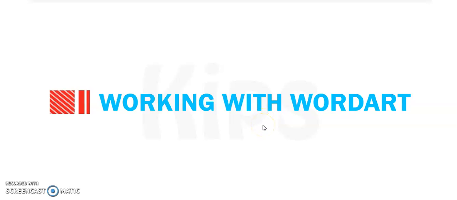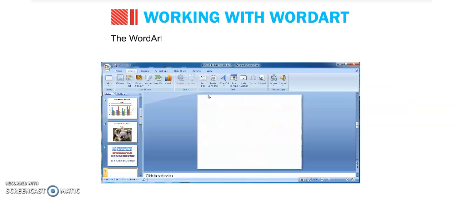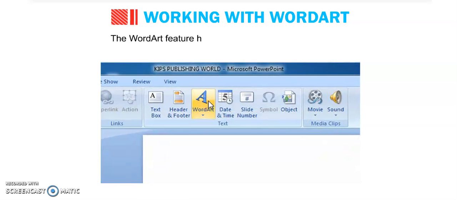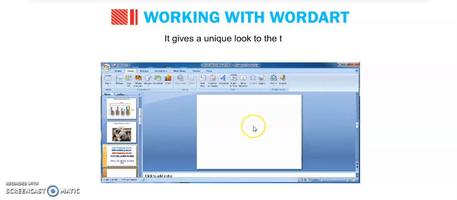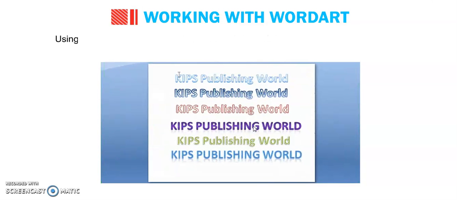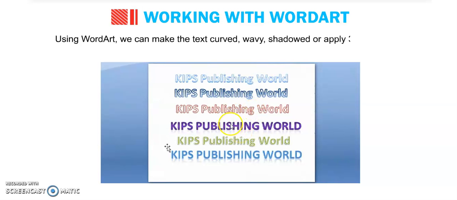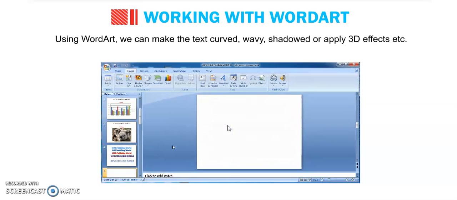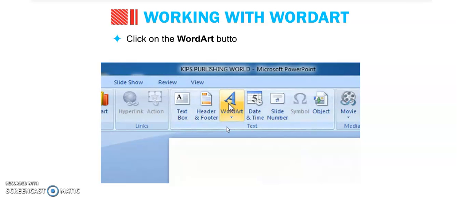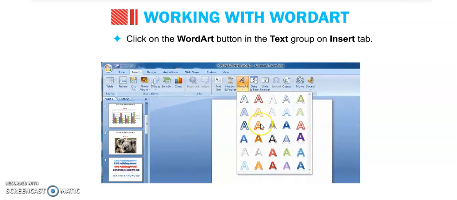Next is working with word art. You have done this earlier in MS Word also. There is a word art option, and we can use this feature in PowerPoint also. The word art feature helps to create special text effects. It gives a unique look to the text. Using word art we can make the text curved, wavy, shadowed or apply 3D effects. Click on the word art button in the text group on the insert tab.